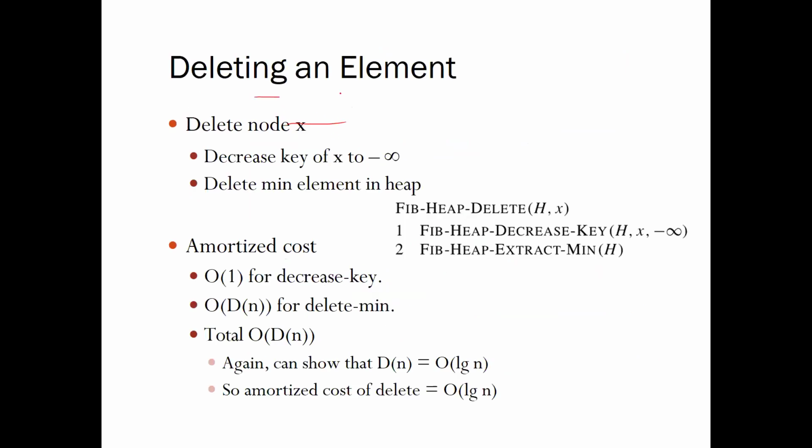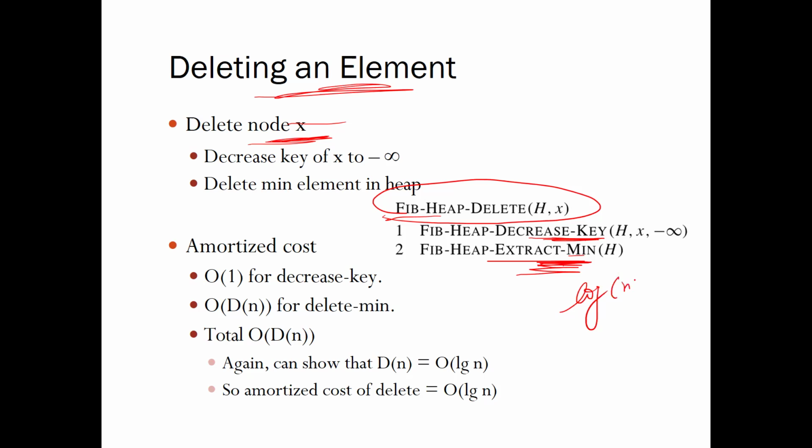Then the last one is deleting an element. Deleting a node X is basically like the binomial delete, Fibonacci delete. It involves the invocation of two other algorithms, that is decrease key and extract min. Because extract min is called here, the complexity of this one is log of n to the base 2.